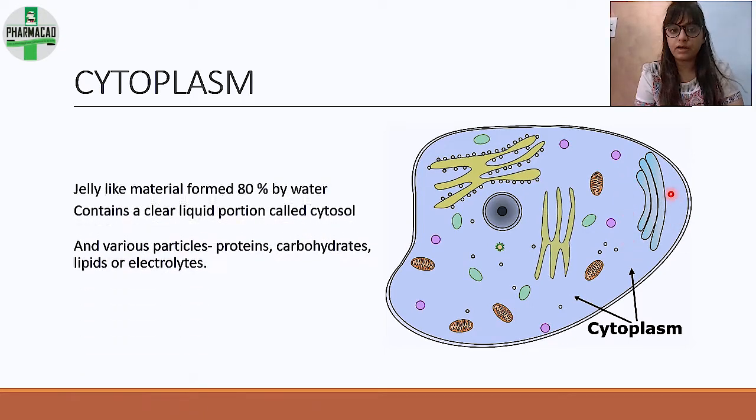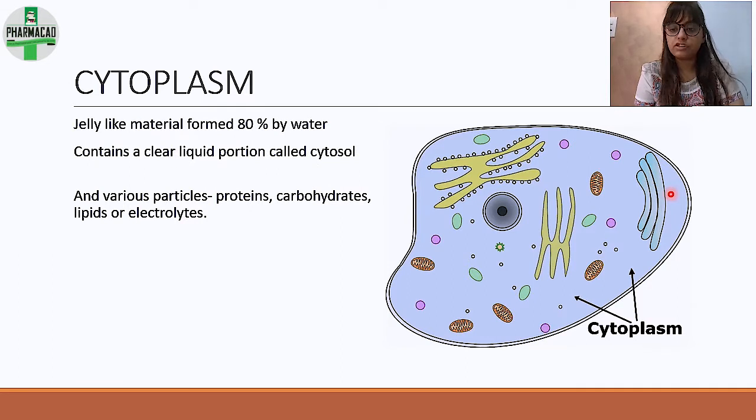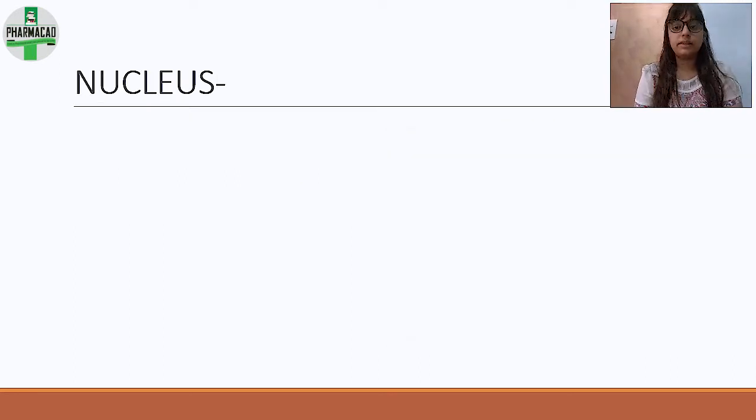Cytoplasm में सब cell organelles रहेगा. It is a jelly-like material and it has 80% water. It is liquidy. And various particles are present such as proteins, carbohydrates, lipids, or electrolytes. Cytoplasm is like the river in which everything is flowing. Okay, simple. Next is nucleus.